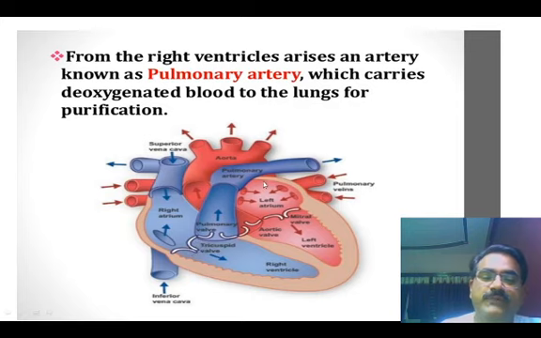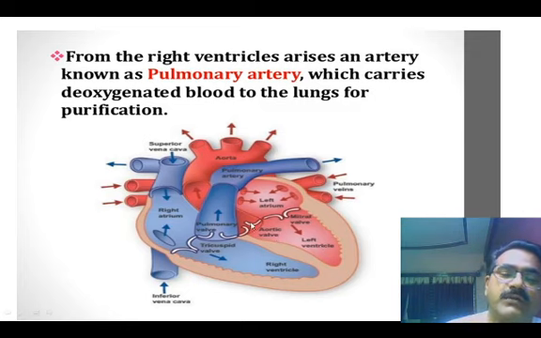Okay, so the left auricle receives the oxygenated blood, and from the left auricle the blood enters the left ventricle with the help of the left auriculoventricular aperture, which is guarded by the bicuspid valves. And from the left ventricle, the blood enters the aortic arch, that is, the dorsal aorta, which is guarded by valves known as the aortic valves.